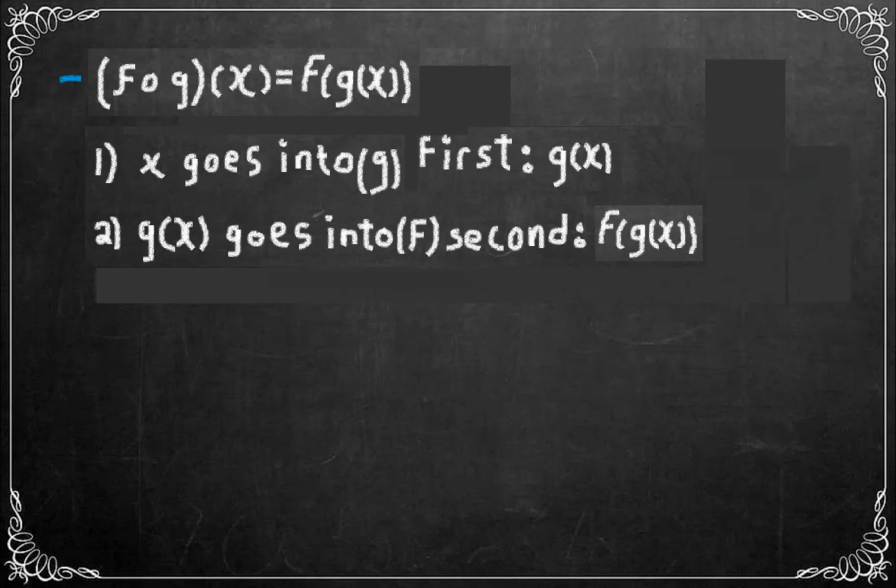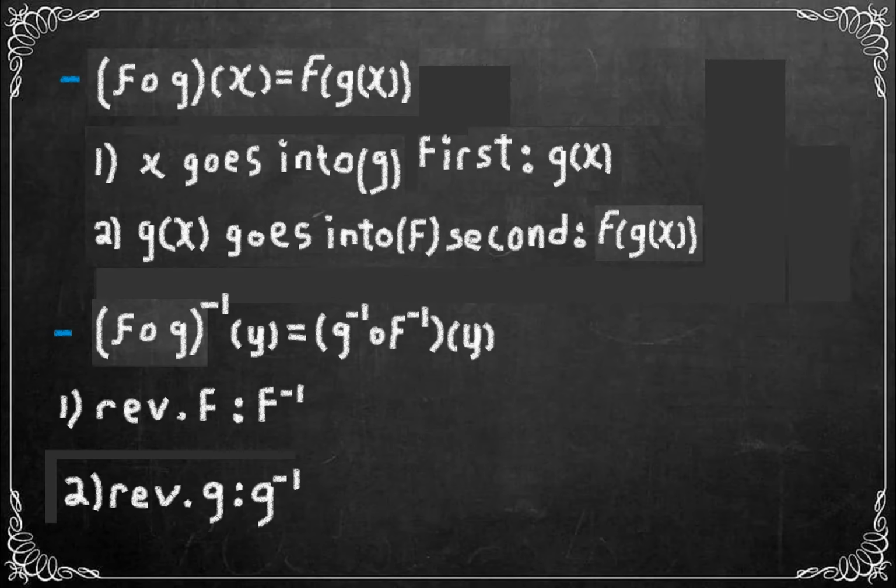Here's a breakdown on how it's applied. In the original composite function, f∘g, an input x goes into the inner function g first, the output g of x goes into the outer function f second, yields f of g of x. To reverse this process, we have to find (f∘g) inverse, which means we must undo the operations in the opposite order of what we just said. We must reverse f first using f inverse. Next, we must reverse g second using g inverse.